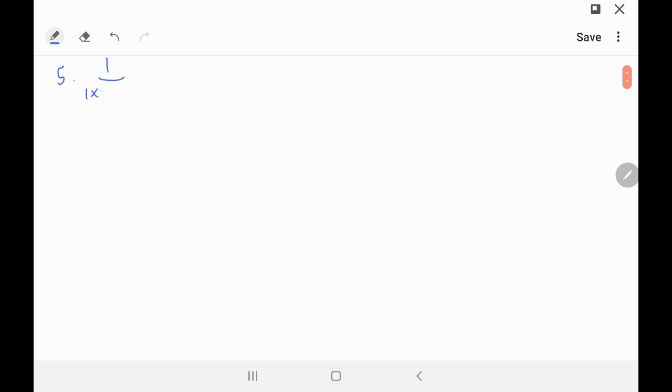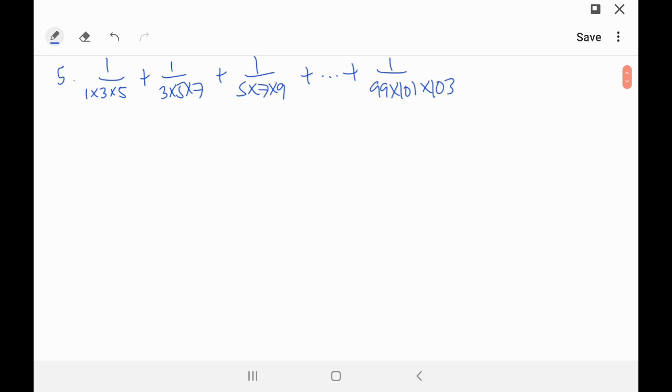1 over 1 times 3 times 5 plus 1 over 3 times 5 times 7 plus 1 over 5 times 7 times 9, and the pattern continues to 1 over 99 times 101 times 103. So how do we solve this problem? Okay, so let's examine the first fraction here. What happens if we rewrite that one as 1 over 1 times 3 minus 1 over 3 times 5? Would that be equal to the given fraction?